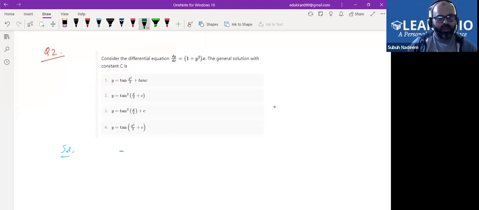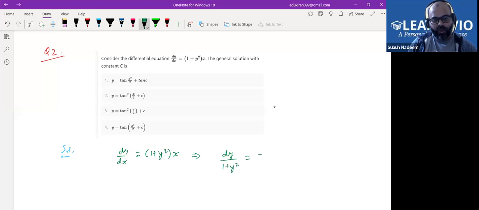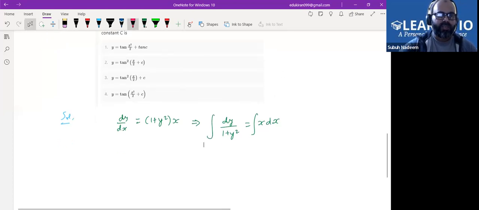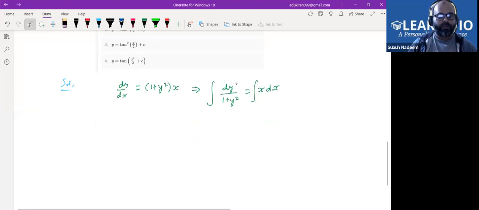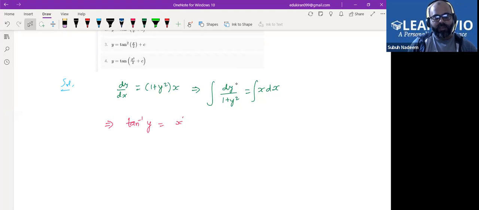So dy by dx is equal to 1 plus y square into x. So we can say that dy by 1 plus y square is equal to x dx. Then we integrate both the sides. After integrating both the sides, dy by 1 plus y square is equal to tan inverse y. And x dx is x square by 2 plus c. So this is what you will get.